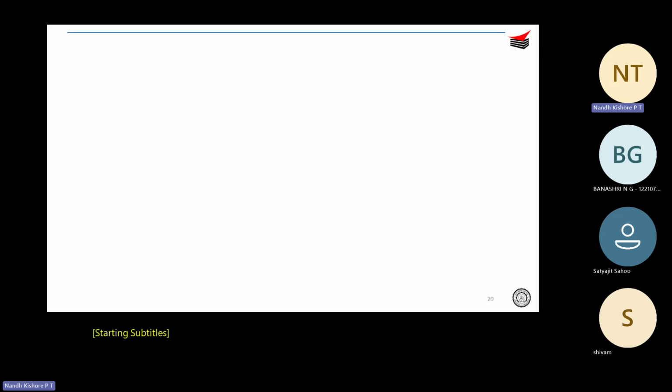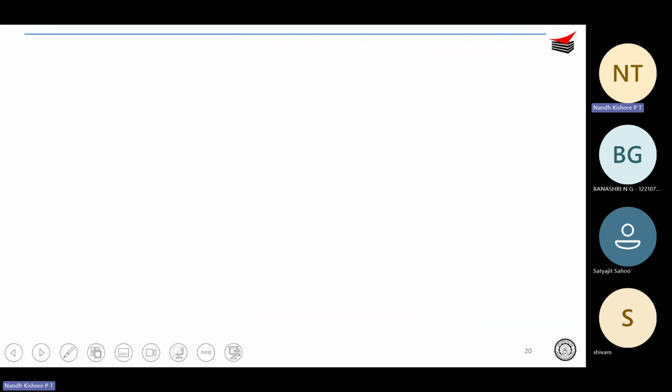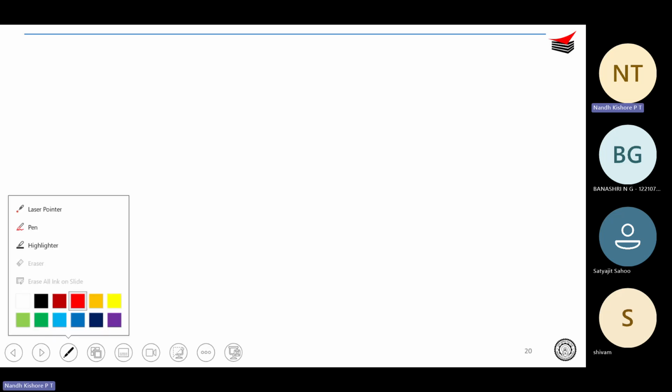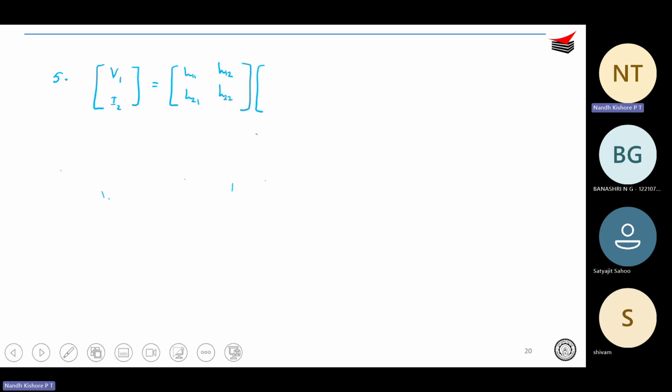Now we will go to the cross parameters, which are the H parameters and the G parameters. As far as the H parameters are concerned, take the cross. The H parameter is V1, I2 is equal to H11, H12, H21, H22 into I1, V2.